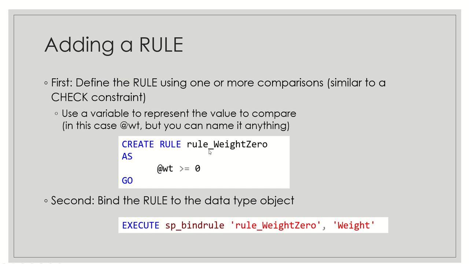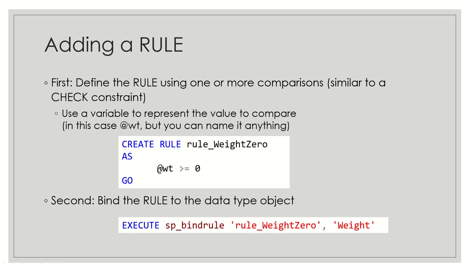But in this case, because it's not connected to any column, we don't have a column name. So when we're writing the comparison operation, in this case saying that the weight has to be greater than or equal to 0, this thing here can't be the name of any column. What it has to do is represent any incoming value. So we create a variable.